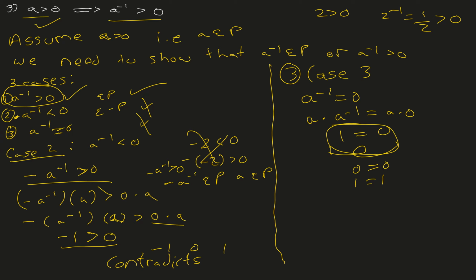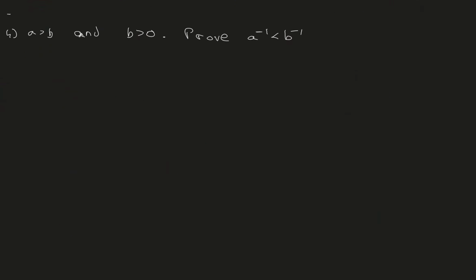If A is greater than 0, then A inverse is greater than 0. We are done with the proof. So this is a proof by cases. I hope you guys learned how to do proof by cases from this example.